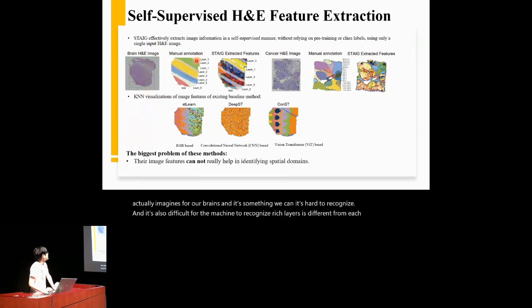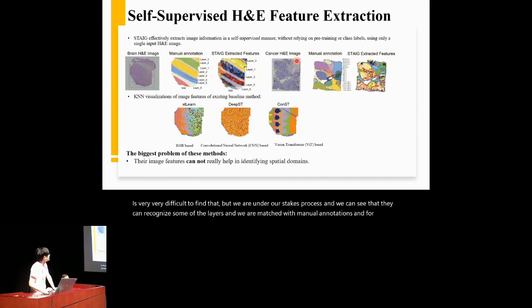And here are the manual annotations. We can see that even when we know the annotations, it's hard to split the layers by human eyes, so it is also very difficult for machines to find them. But under our STAIG process, we can see that STAIG can recognize some of the layers, and they match the manual annotations.